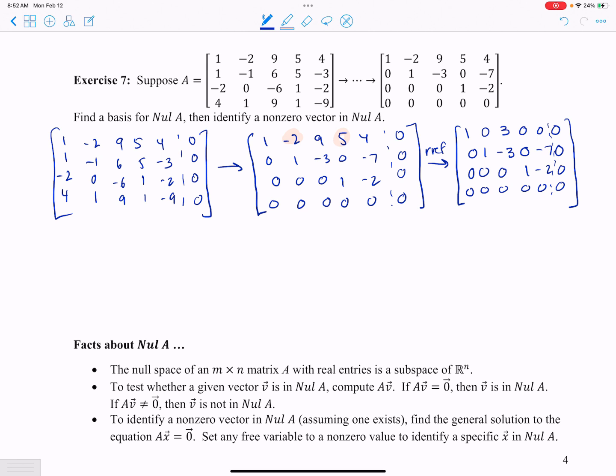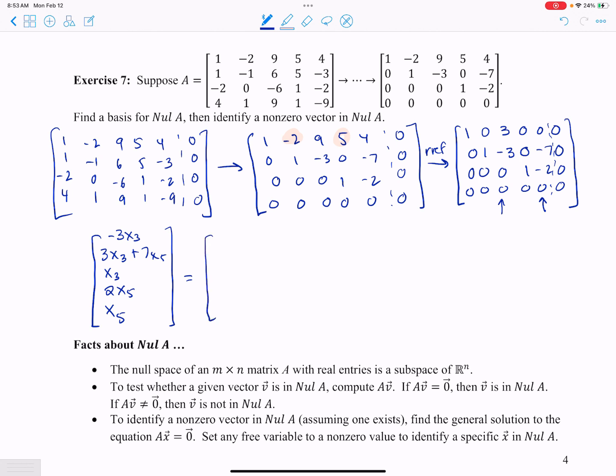So here I have my reduced row echelon form. I'm going to write down the general solution. I can see that I have 2 free variables, and that is x3 and x5. x4 is 2x5. x2 is 3x3 plus 7x5. And x1 is negative 3x3.